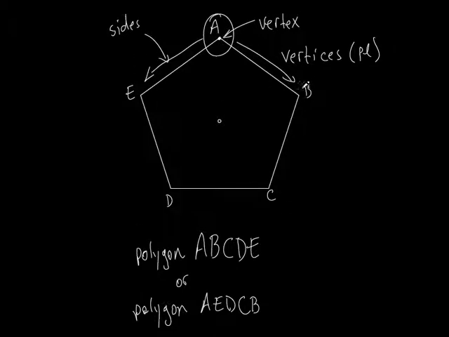So I could have started at B if I wanted to. I'm not going to write all these down. But if I started at B, I could call this polygon what? B, C, D, E, A, or go the other way, call it B, A, E, D, C.